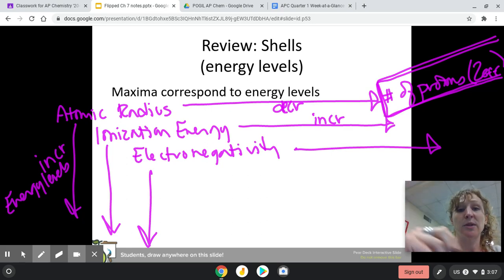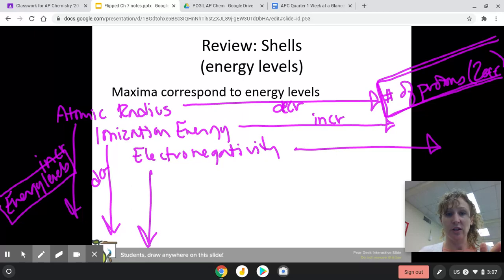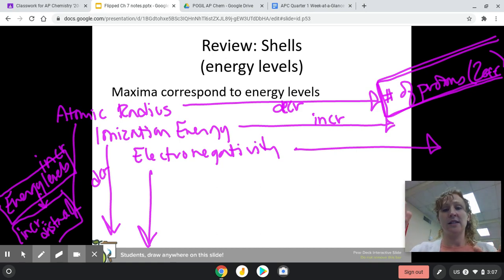Ionization energy top to bottom is going to decrease. And again, that's because you are increasing in energy levels as you go down the shell, and therefore you're increasing the distance between the valence electron and the nucleus. When the valence electron gets farther and farther away, it's easier to pull off. So there is a lower ionization energy. It takes less energy to remove the electron.